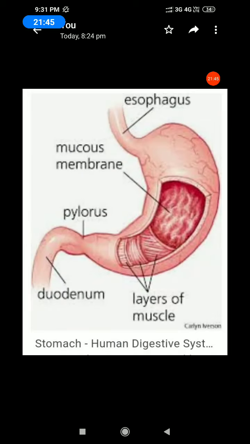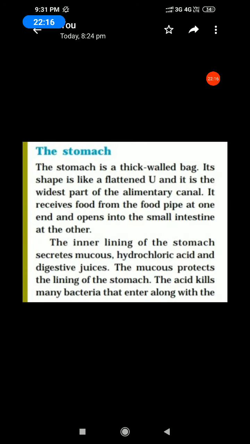Next, we will learn about the stomach. This is a diagram of the stomach. All of you see the diagram. Esophagus, the stomach contains mucous membrane. Then pylorus. Next, duodenum, which is also part of the small intestine. Then layers of muscles.